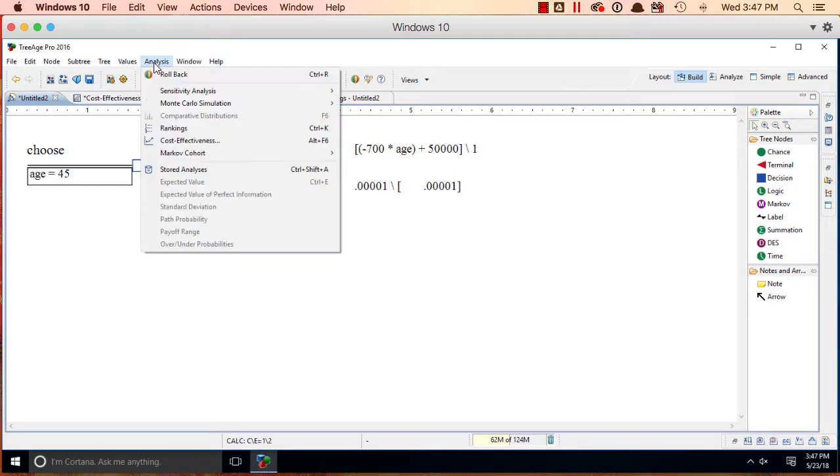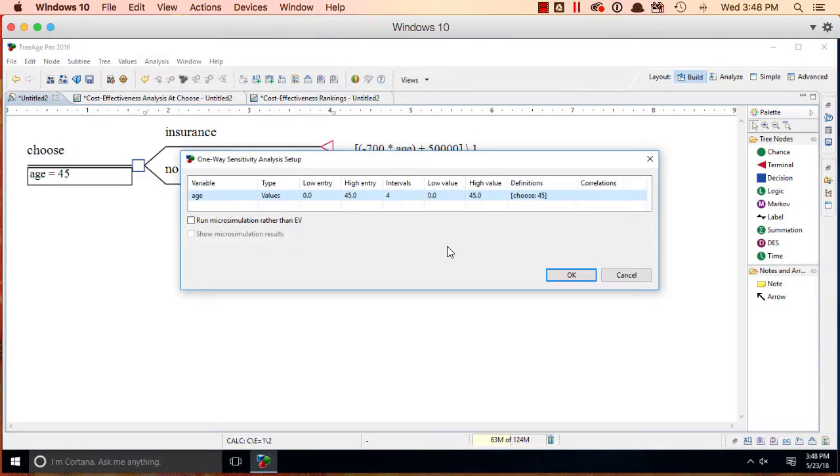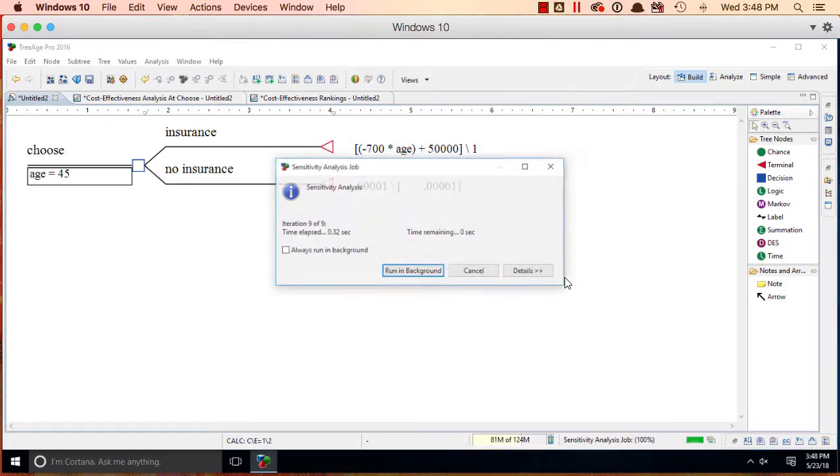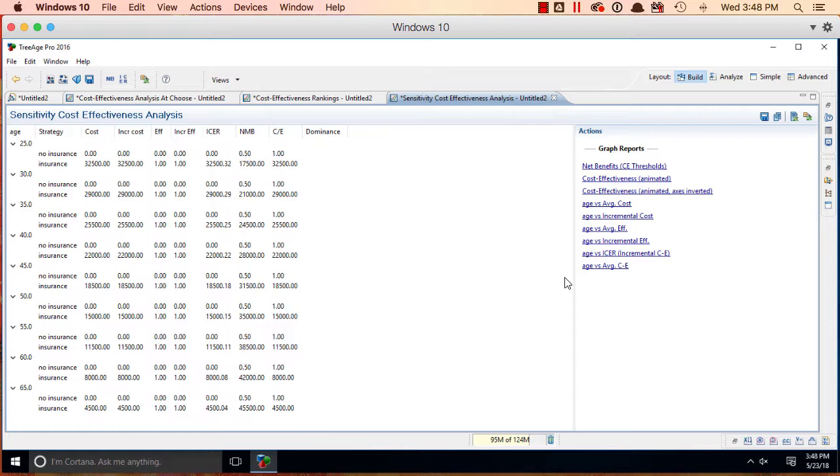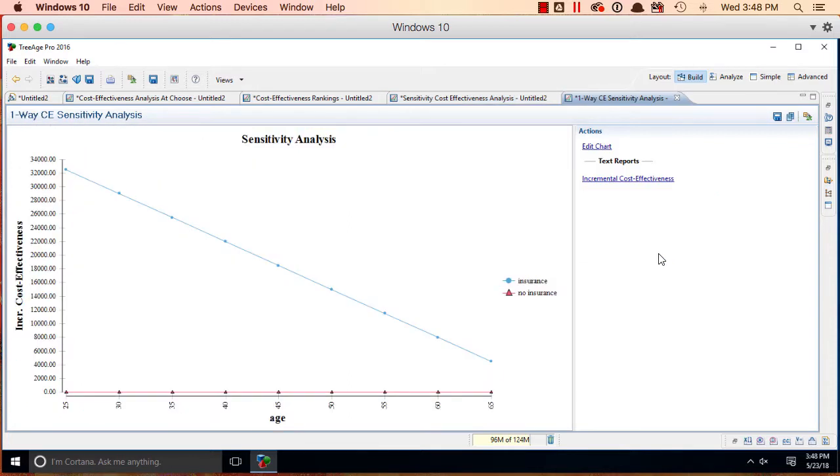Sensitivity analysis allows us to look at a range of values for age and how that affects the ICER. So how sensitive is the incremental cost effectiveness ratio? How sensitive is the ICER to the age of the individual in question, the individual in the study? What the sensitivity analysis does here is it shows the ICER calculation for different values of age. So $32,500, that's the cost effectiveness of health insurance, the ICER of health insurance compared to no health insurance for a 25-year-old. $29,000 for a 30-year-old, $25,500 for a 35-year-old, and so on. And then you can just graph those values here.